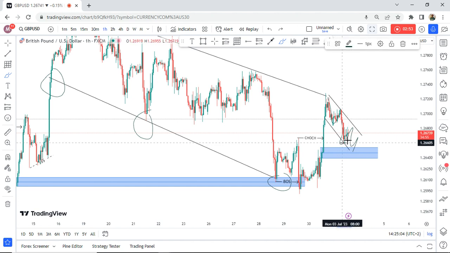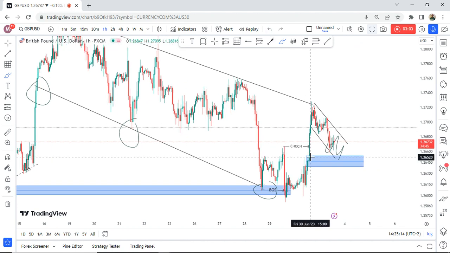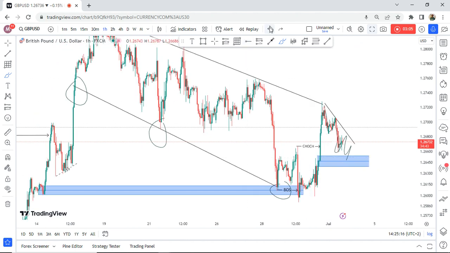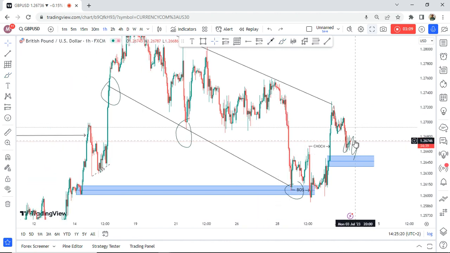As we can all see right here, guys, we still have some space that the market needs to come and fill, and by doing so it would be mitigating the order block. So should the market come in the way we're anticipating, we're gonna take this one to the upside. My entry, guys, is gonna be in this area.